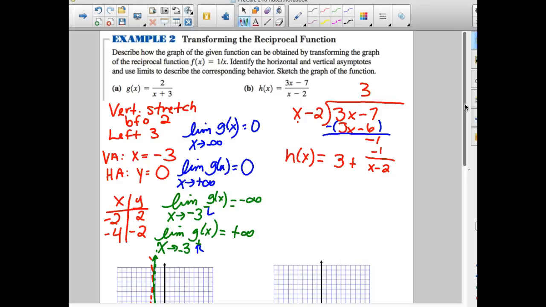What if I turned this around? What if I put that 3 off on the right-hand side? That's equivalent, right? But now it's in transformation format. We can tell what's happening to the graph.